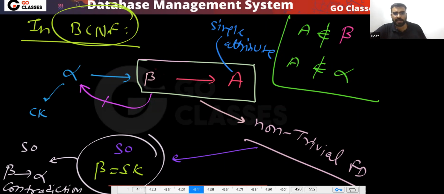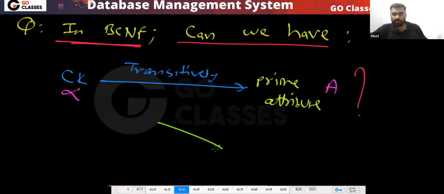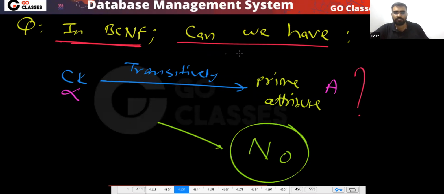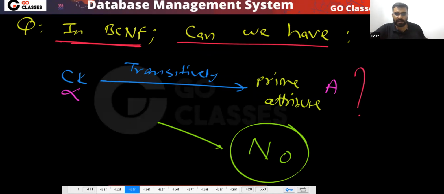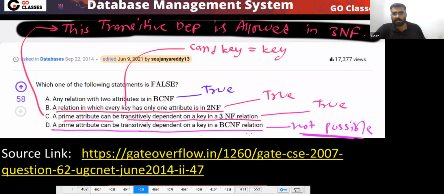Did you understand this complete analysis of this question? In BCNF, can we have this type of situation? The answer is no. In BCNF this cannot happen. A prime attribute transitively dependent on a key is not possible in BCNF. The question is asking for the false statement, so your answer will be option D.